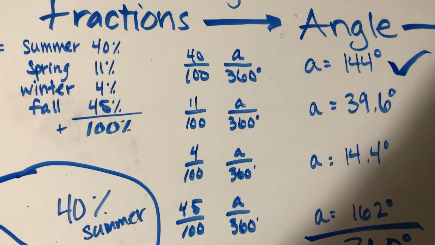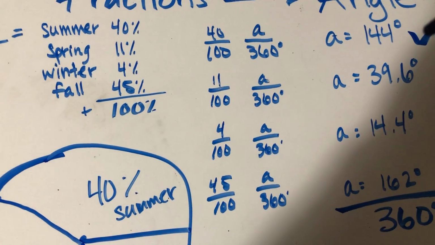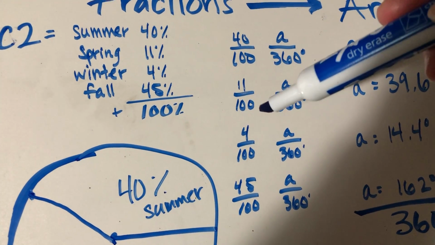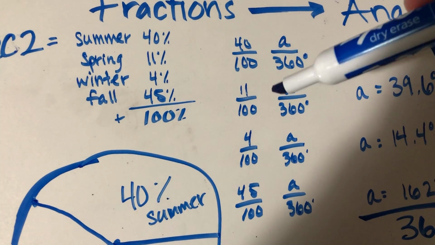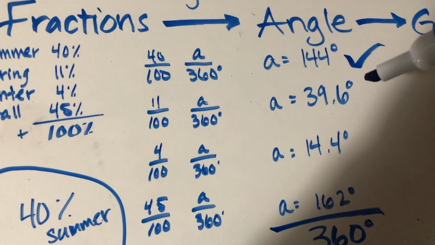You only have a few of them to do today because it takes so long for each one. You're going to see, and you can put me on pause, how I computed the rest. So I took spring, 11 over 100, and over that, I did the proportion, I cross multiplied, I divided by 100, and I got 39.6 degrees.